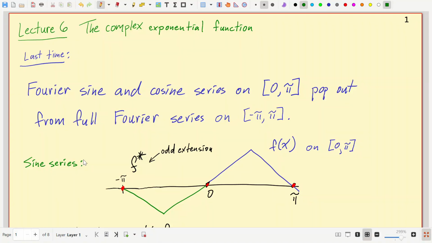Questions about anything? Yeah. We're talking about functions from R to R. Can we do analogous Fourier series for functions from R2 to R? Well, yes, there are questions about trying to do Fourier series on R2.